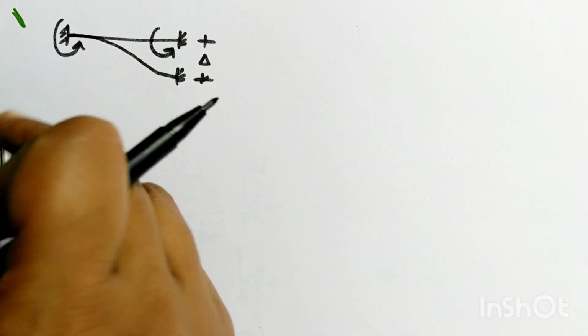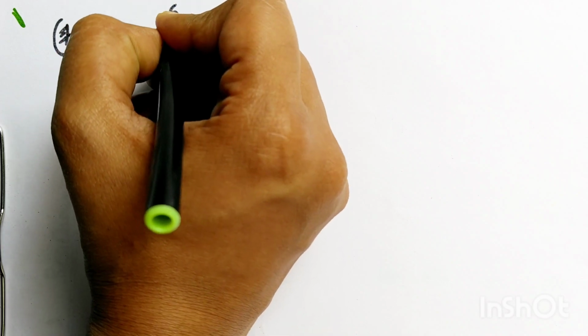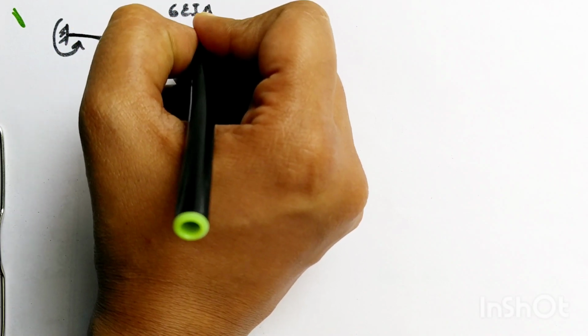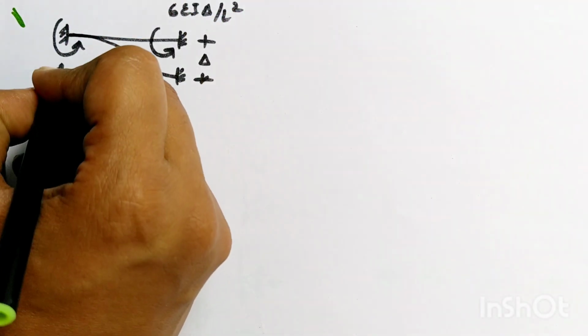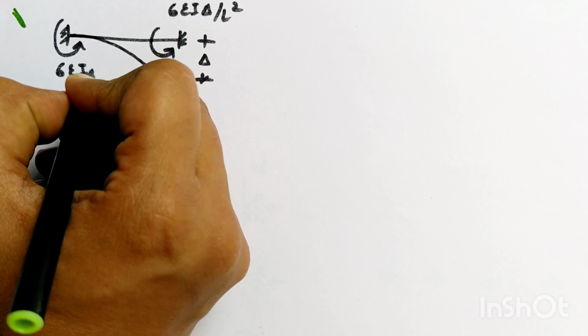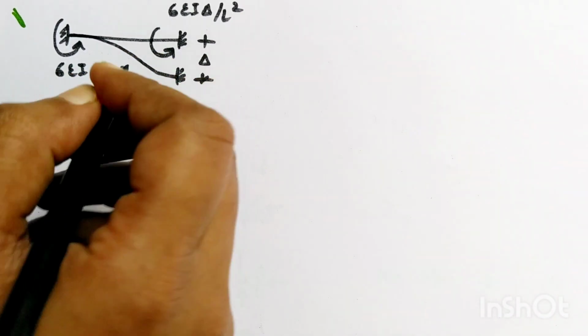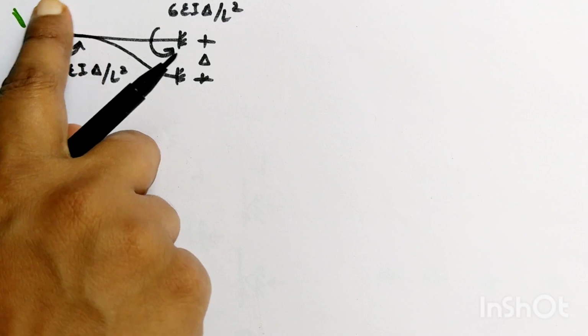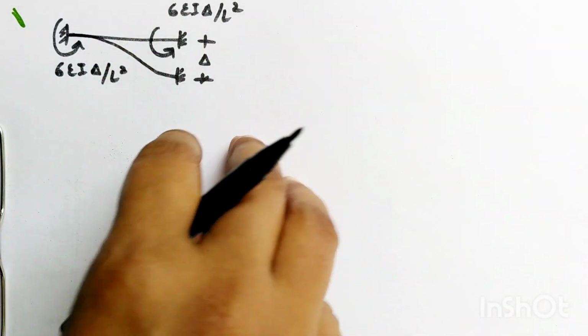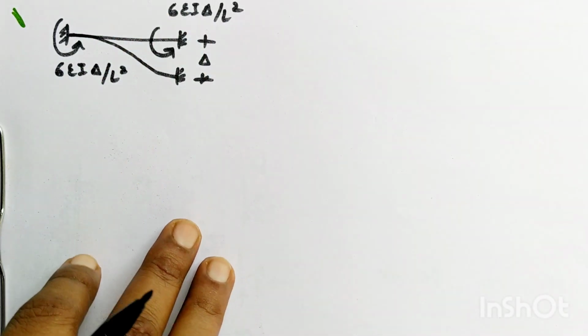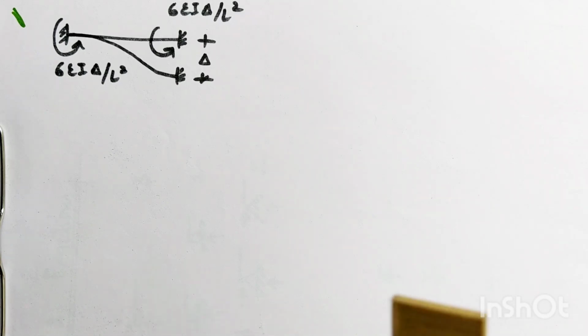This is a fixed beam which has settled down by delta. So these are the moments which are generated onto the beam. This is because of the settlement, and this is opposing the deflection which is coming onto the structure. The amount of moment is 6 EI delta by L square. So let's understand it.